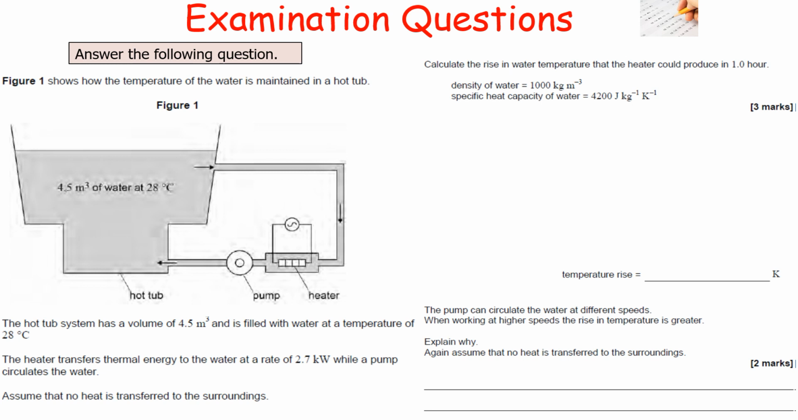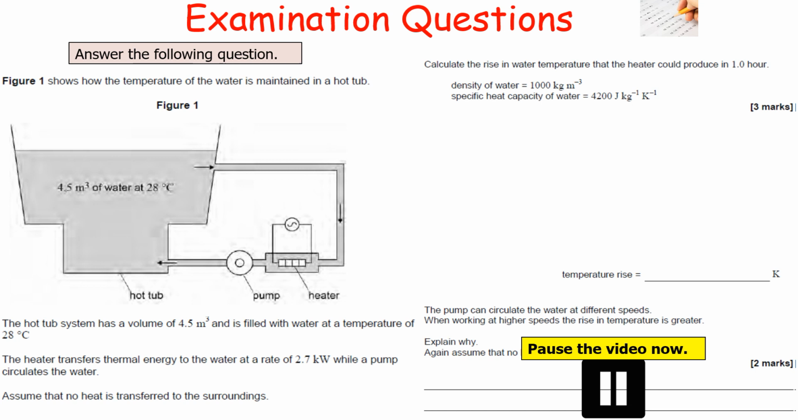Calculate the rise in water temperature that the heater could produce in 1 hour. Then the pump can circulate the water at different speeds. When working at higher speeds, the rise in temperature is greater. Explain why. So pause the video now, then unpause the video when you want to go through your answer.